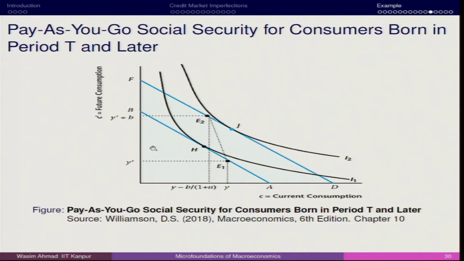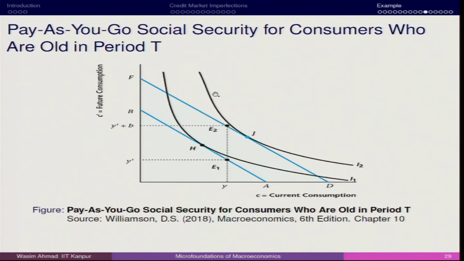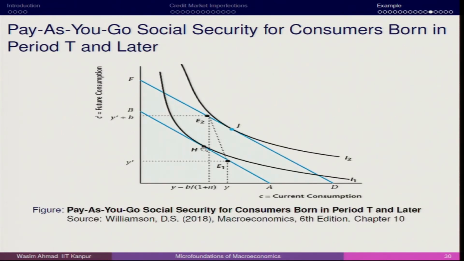But what happens when you are talking about the younger generation? What happens to the younger generation? Here it makes sense to understand that y transpose plus b is the amount that has been taken out and will be shared by the younger population. It is going to play a very important role here. This b, we are analyzing the value of it in the next.